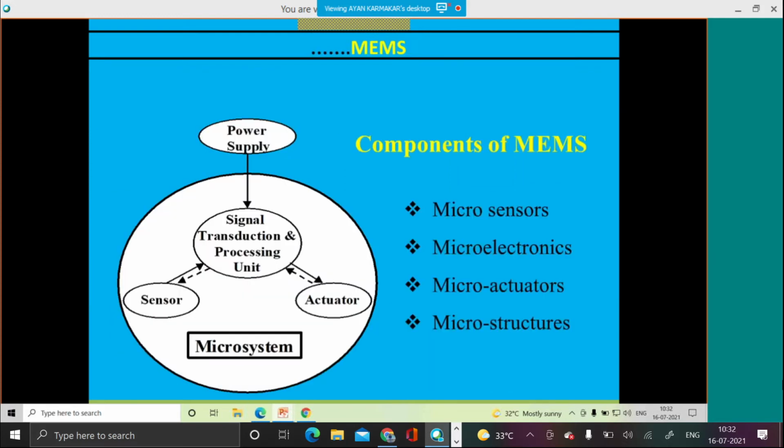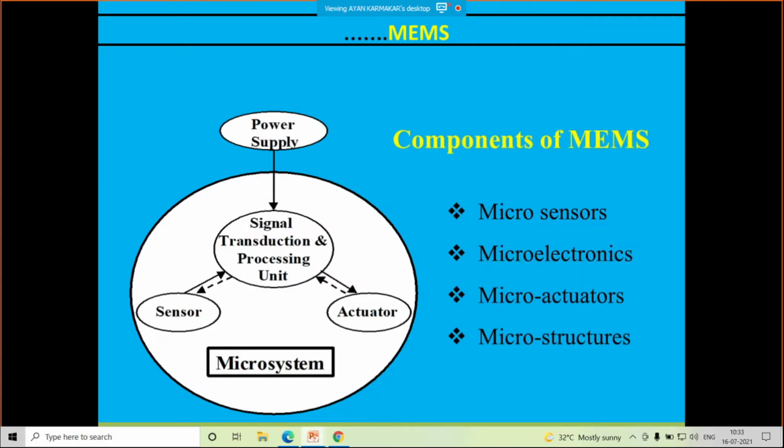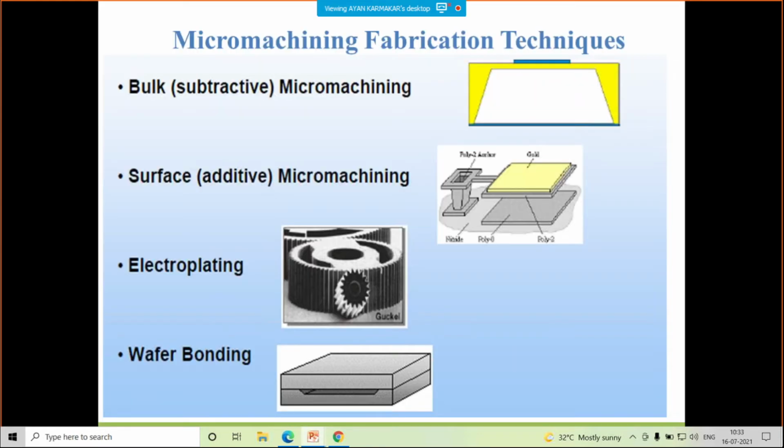And we know the different components of MEMS: there are basically four basic blocks. One is micro sensors, another is microelectronics, and finally the micro actuators and the microstructures. There is an interlink or communication between all these things, and obviously we need some power supply for all these systems.